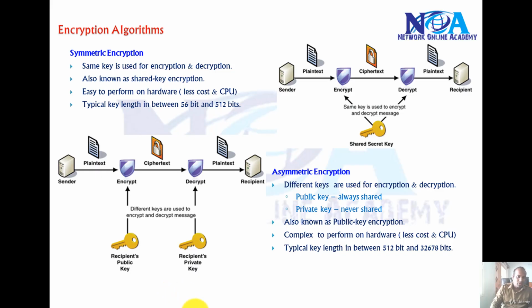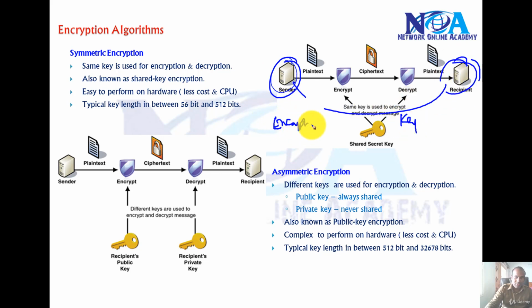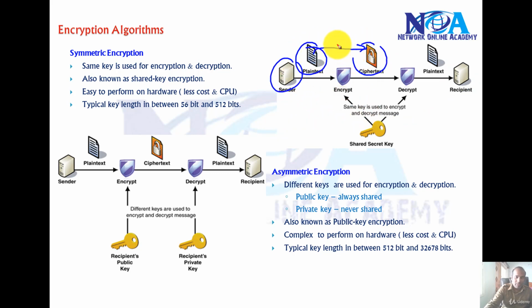There are two types of encryption algorithms that can be used: symmetric encryption algorithms or asymmetric encryption algorithms. Now the major difference between these two is that in symmetric encryption, the sender and the receiver use the same key for encryption and decryption. Let's say the sender is going to convert the clear text into an unreadable format by using some key, let's say key 1.